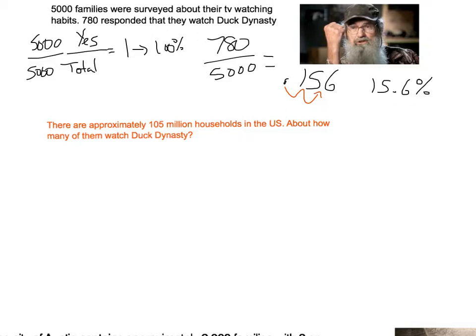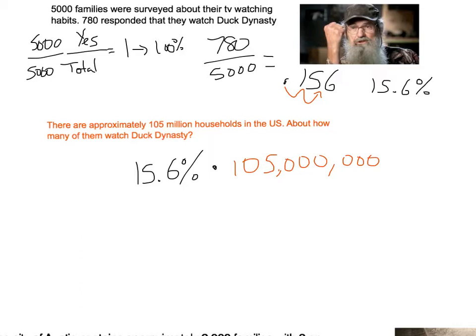So our sample indicated there was 15.6% of people that watch Duck Dynasty in that sample. So now let's take that sample and apply the percent from the sample to the population of 105 million households. Okay. So what we can safely assume is that if 15.6% of the sample watch Duck Dynasty, then probably 15.6% of the whole entire population will watch Duck Dynasty.